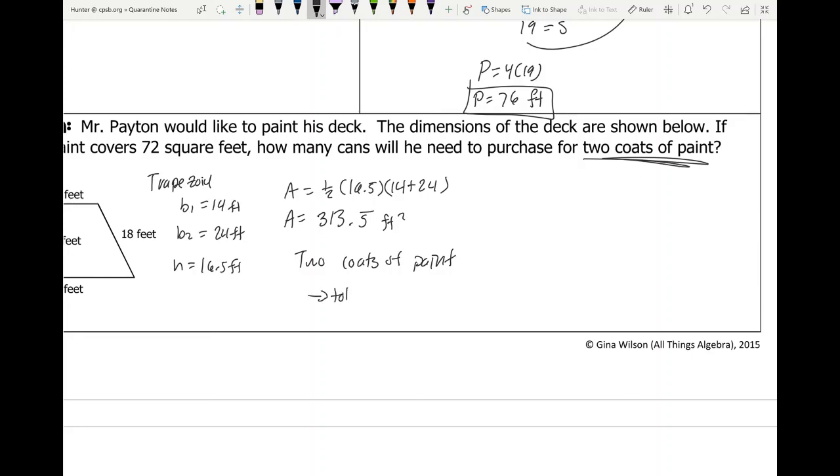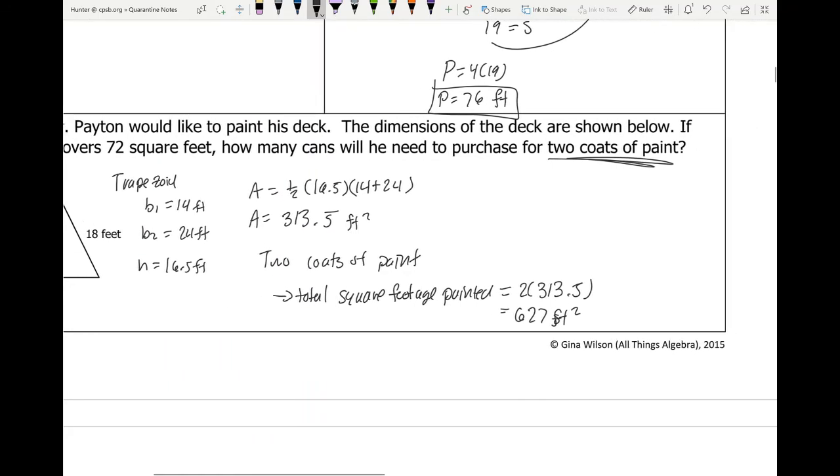So our total square footage painted is equal to 2 times 313.5, that is equal to 627 square feet.